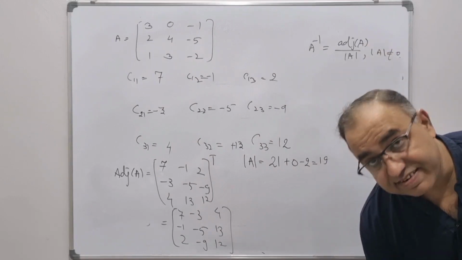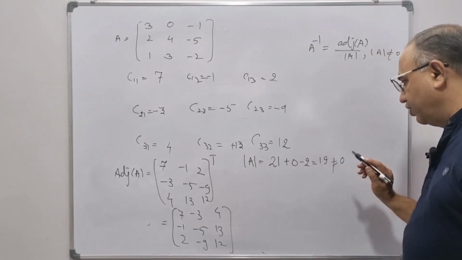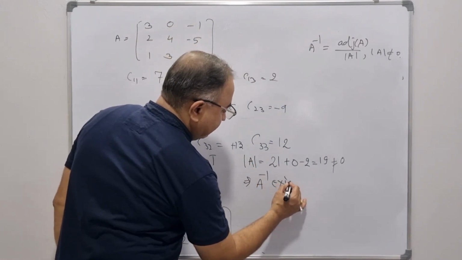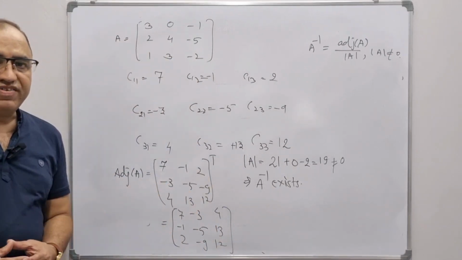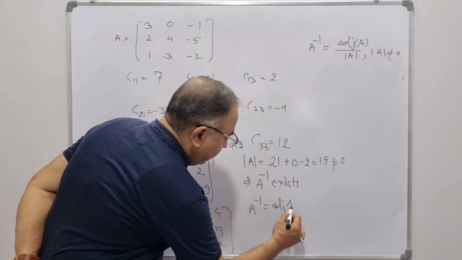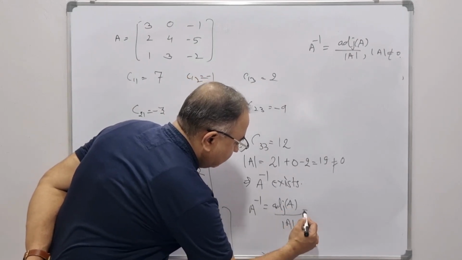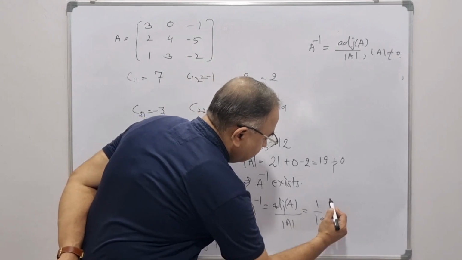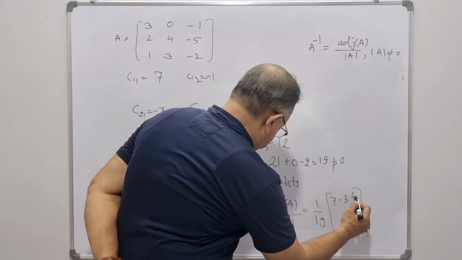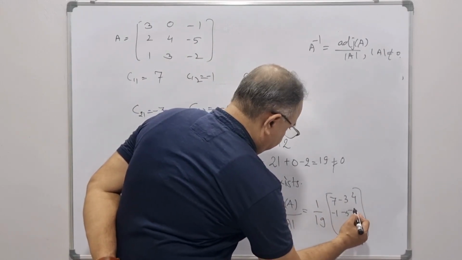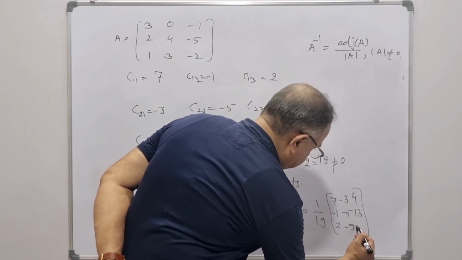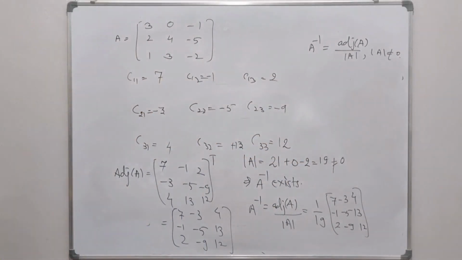So we have got that the determinant of A is 19, which is not equal to 0. As the determinant of A is not equal to 0, it implies that A inverse exists. Now once we ensure that A inverse exists, your aim is to find A inverse. So we know the formula: A inverse is equal to adjoint A divided by determinant A. Simple. So it is 1 upon 19 multiplied by the adjoint of A: 7, minus 3, 4; minus 1, minus 5, 13; 2, 9, 2; minus 9 and 12. This is the inverse of A.